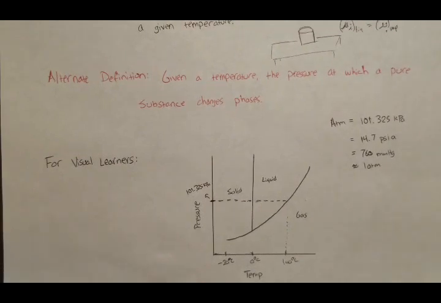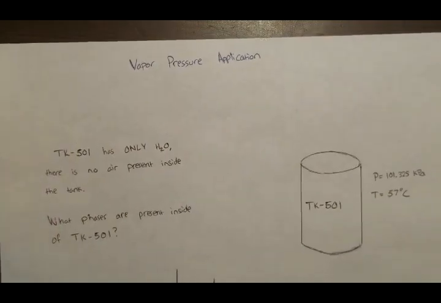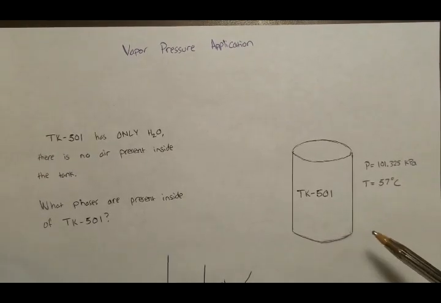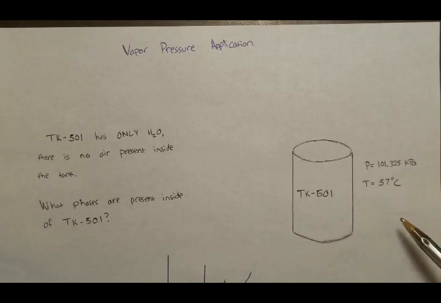Now we're going to do a brief application. Okay, so let's do our vapor pressure application. Let's look at this beautifully drawn tank, tank 501. The pressure is at 101.325 kilopascals, which you know to be atmospheric pressure, and the temperature is 57 degrees Celsius. The problem statement here is that TK501 has only H2O, only water. There is no air present inside the tank. My question is, pulling on all your knowledge of water, what phases are present inside of tank 501?